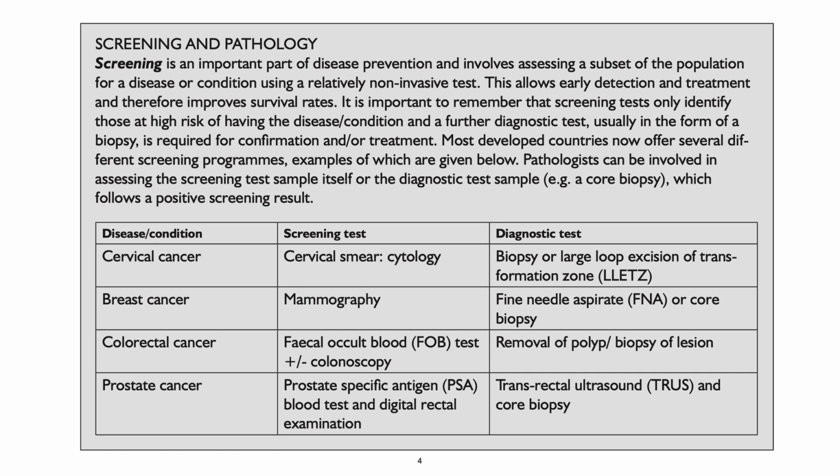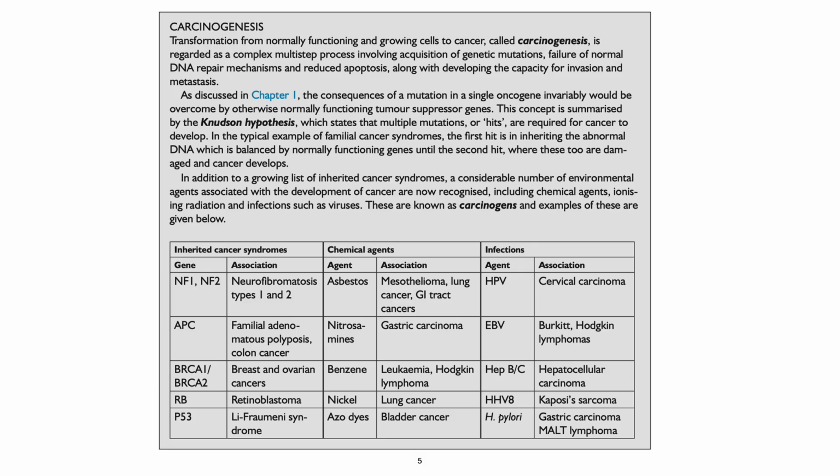Moving forward, we've learned the molecular basis of cancer, just a review about carcinogenesis. Transformation from normally functioning and growing cells to cancer is called carcinogenesis and is regarded as a complex multi-step process involving acquisition of genetic mutations, failure of normal DNA repair mechanisms, and reduced apoptosis, along with developing the capacity for invasion and metastasis. These are the inherited cancer syndromes and their genes, the chemical agents and their association with diseases, and the infections, the agents, and their associations.